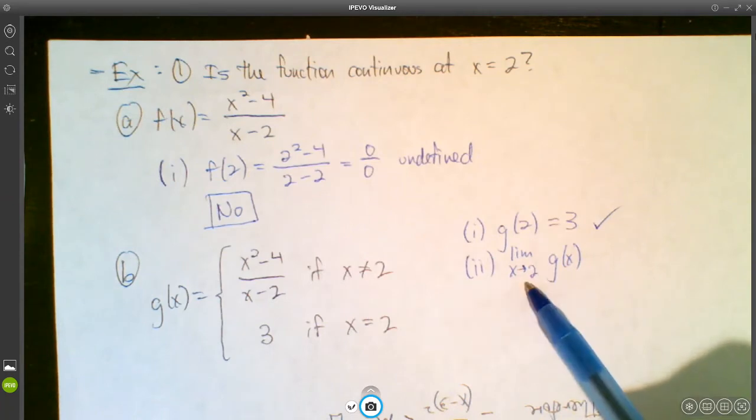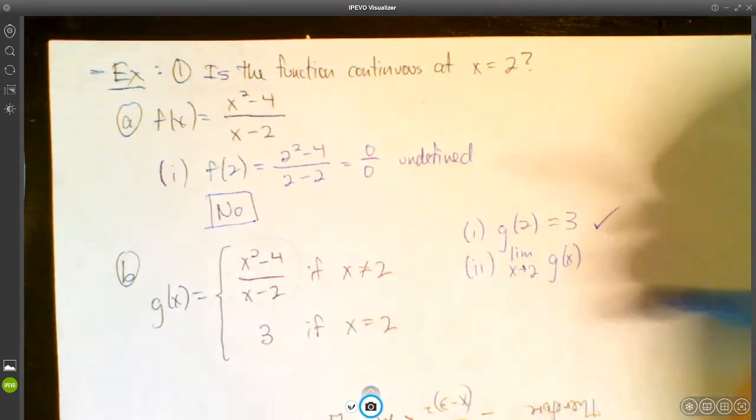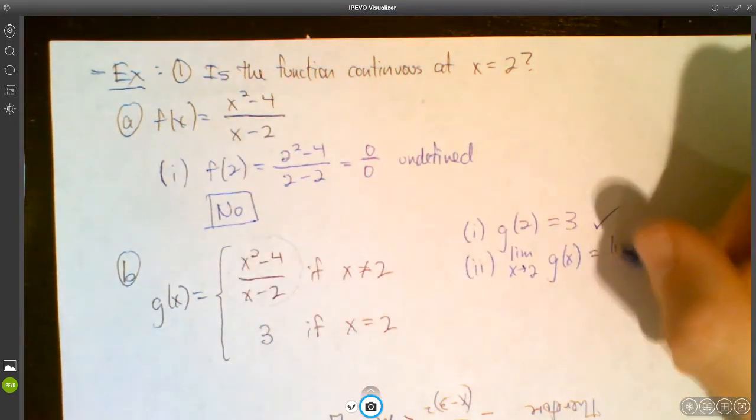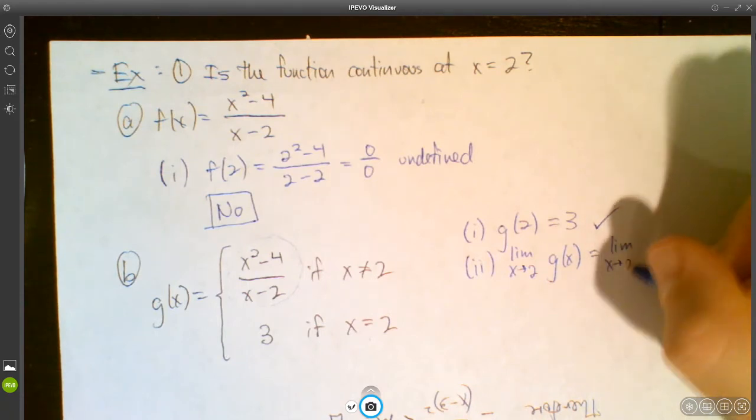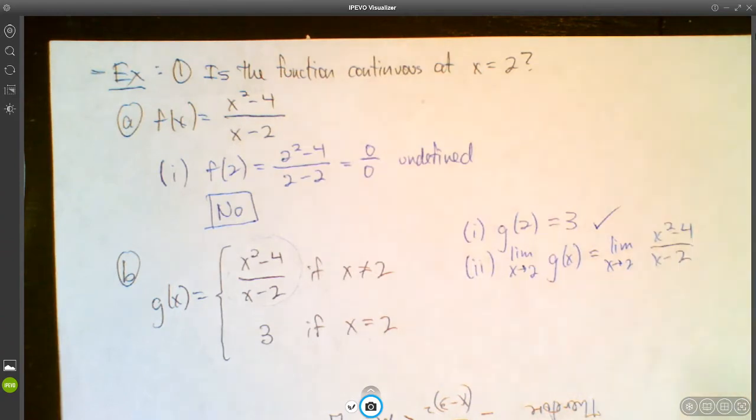The limit as x approaches 2, we would be looking at values slightly bigger than and slightly smaller than 2. We wouldn't be using 2 exactly. So for all of the values that we would be using, we would be looking at the top rule. So this is equal to the limit as x approaches 2 of x squared minus 4 over x minus 2. Now if we plug in 2, we're going to get 0 over 0, which is undefined.